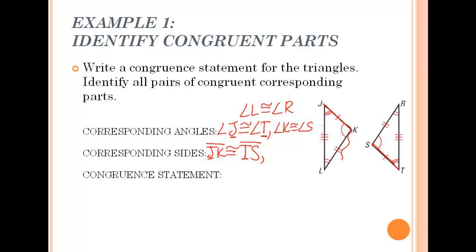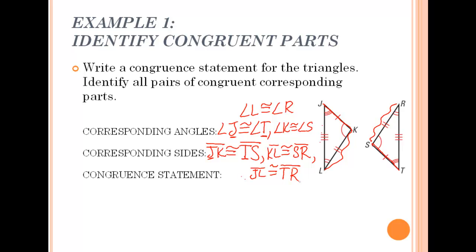Another would be KL and RS, so we want to make sure we have them in the right order. I'm going to say segment KL is congruent to segment, K has 1 marking and S has 1 marking, so we're going to put SR. And then we would also say the third one, segment JL, is congruent to segment. Now J has 3 markings, so that's segment T, and L has 2 markings, that's segment R.